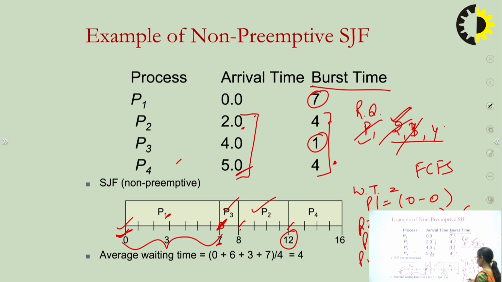In the case of P4, processor allocation is done at 12. The arrival time is 5. So 12 minus 5, that is 7. For the average, do the summation and divide by the total number of processes, and in this case the total number of processes is 4. So when you solve this, the average waiting time comes out to be 4.